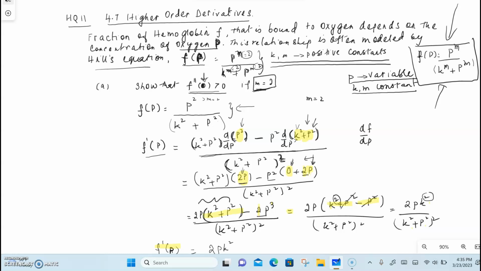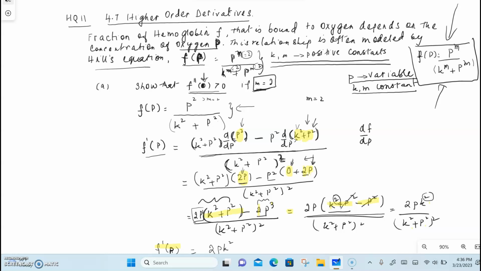Now we simplify the expression first, so we get 2p times k squared plus p squared minus 2p cubed, and that is divided by k squared plus p squared the whole squared. We factor out 2p. When we factor out 2p from 2p times k squared plus p squared, we are left with k squared plus p squared. When we factor out 2p from 2p cubed, we are left with p squared, because the 2 and one of the p's are gone. That is divided by k squared plus p squared the whole squared.